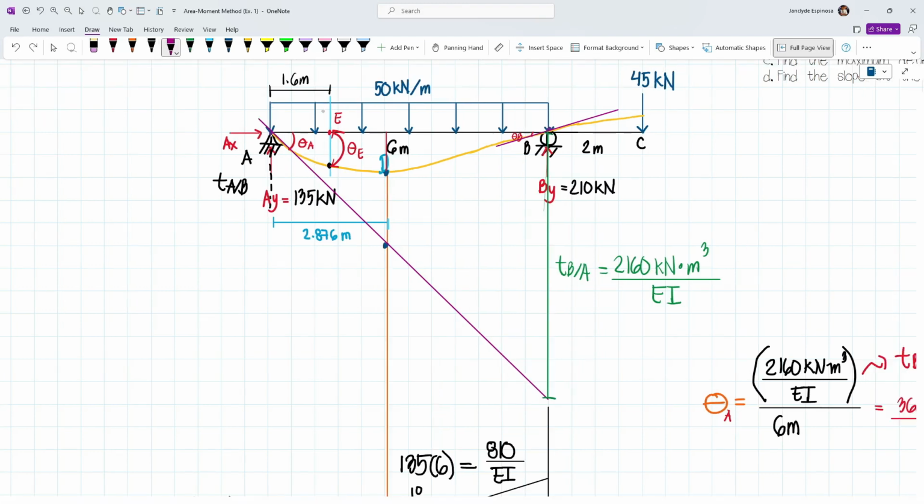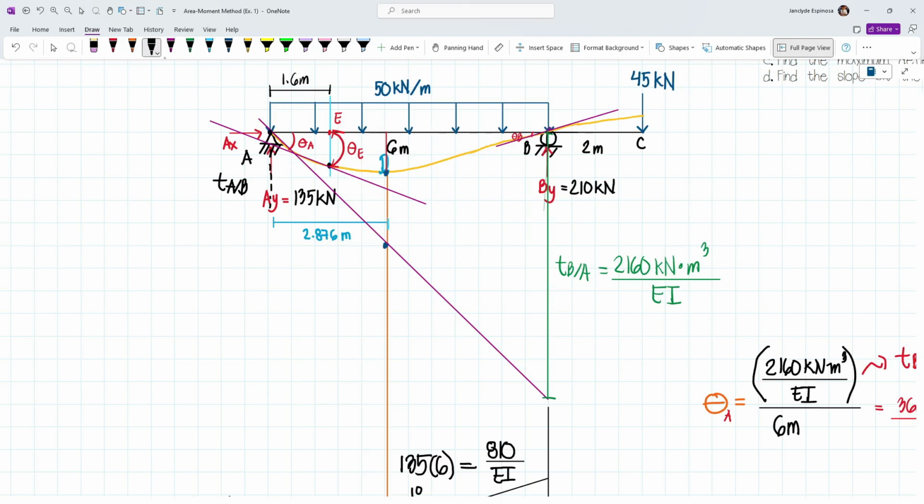And then we can also draw a tangent line dito sa point E. Now, dito sa point E, yung tangent line natin, since this is to the left side of the maximum deflection, we have a tangent line with a negative slope. Yan. Dito kasi, after the maximum deflection, magbabago na kasi yung slope, yung sign natin. So, let's just extend this one. Diba, ito yung first point, and then this is our second point.